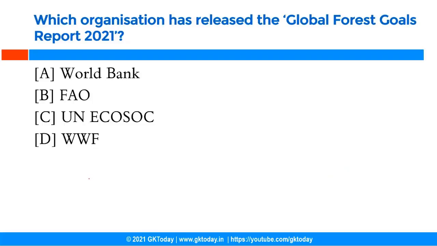Which organization has released the Global Forest Goals Report 2021? This has been released by United Nations ECOSOC, that is the Department of Economic and Social Affairs. This report provides an overview of our progress towards achieving 6 global forest goals. The target is to achieve these goals by 2030. Actually, these are mentioned in the United Nations Strategic Plan for Forests 2030.